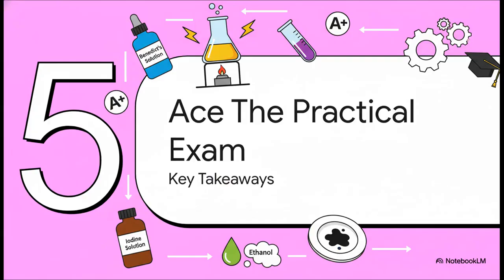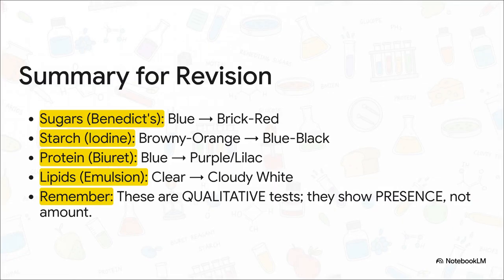Okay, we have gone through all the methods and all the results for every test. Now let's bring it all together and really focus on what you need to remember to absolutely smash this in an exam. This slide right here is your ultimate revision checklist. Let's just run through it one more time. For sugars, it's Benedict's, which goes from blue to brick red. For starch, it's iodine, going from brownie orange to blue-black. For protein, it's the Biuret test, which turns from blue to purple or lilac. And for lipids, it's the emulsion test, which goes from clear to a cloudy white.